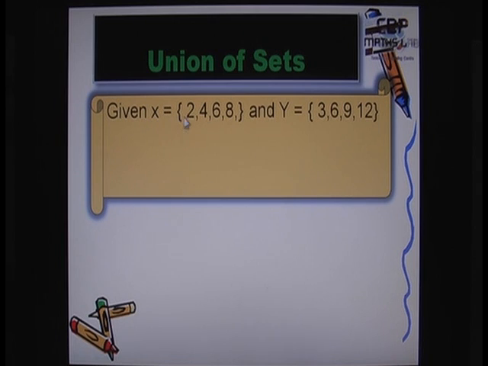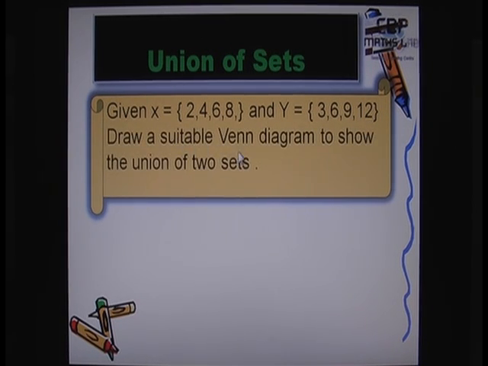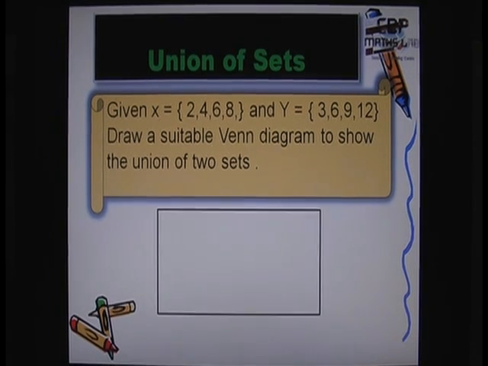Now given set X is equal to 2, 4, 6, 8 and set Y is equal to 3, 6, 9 and 12. Draw a suitable Venn diagram to show the union of two sets. So that is what you're asked to do. You are to draw a suitable Venn diagram to show what? Union of two sets. Okay, so now you're going to just once again take your pencil and draw this rectangle which represents the what? Universal set, which is a Venn diagram.